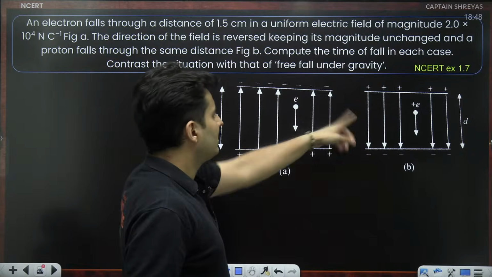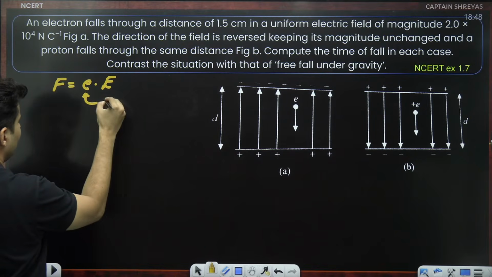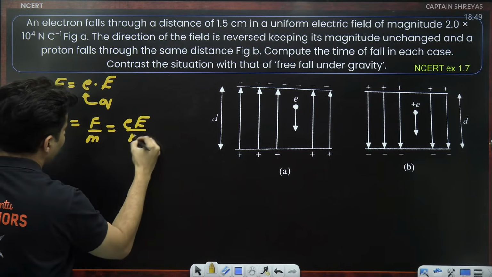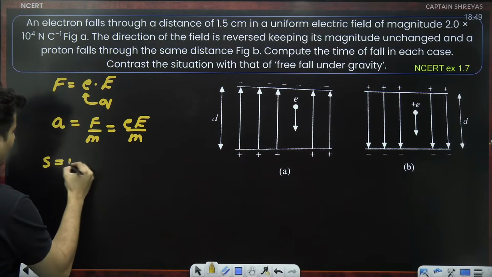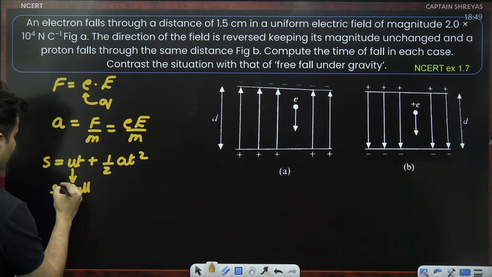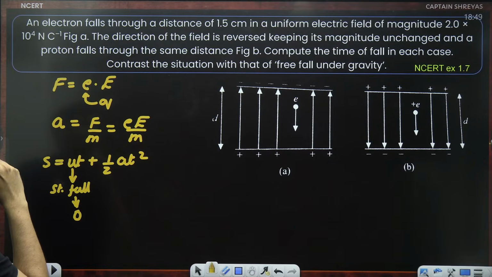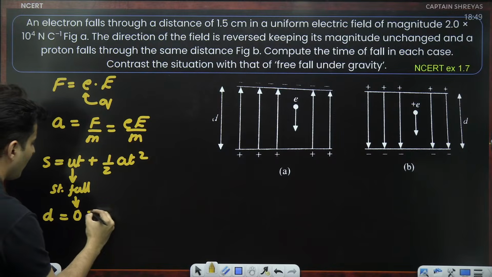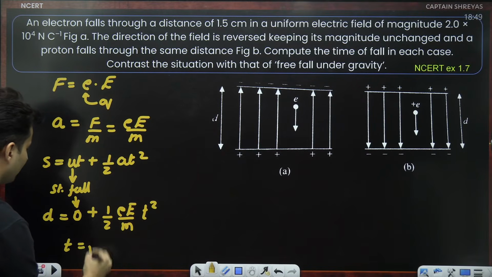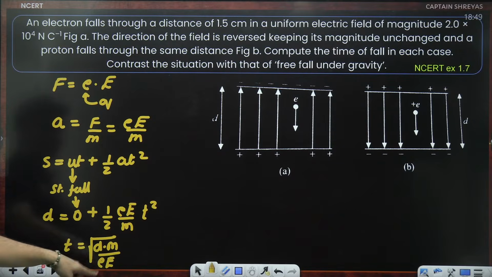Guys, see, whether it is an electron or a proton inside the field, the force on it will be the charge times the field, that is eE. So the acceleration, which is force by mass, will be eE by m. Now the time to fall, using s = ut + half at square. Since it starts to fall, u will be 0. The distance fallen is the same, d, so d is basically s. So d equals half into acceleration, eE by m, into t square. Moving this around, t will be the square root of 2dm by eE. So this is the time to fall either for the electron or for the proton.